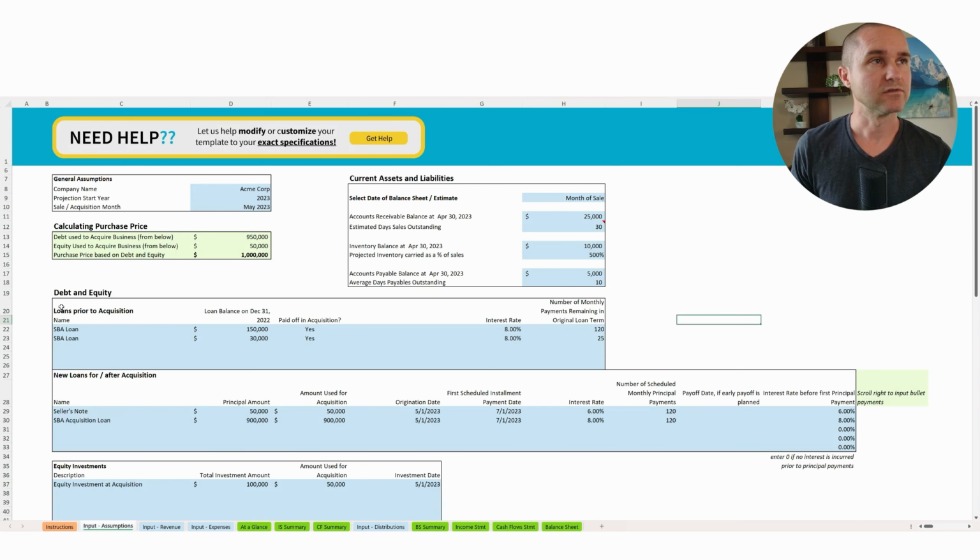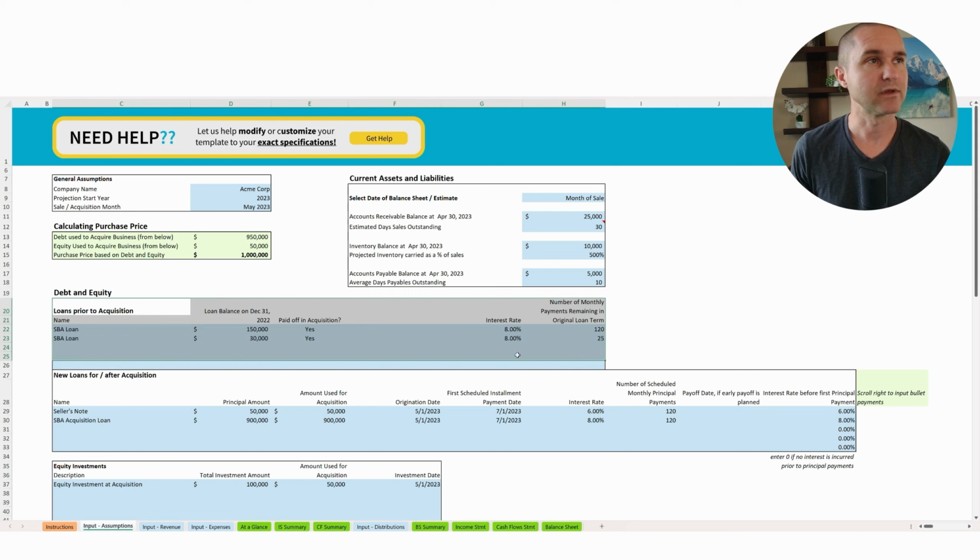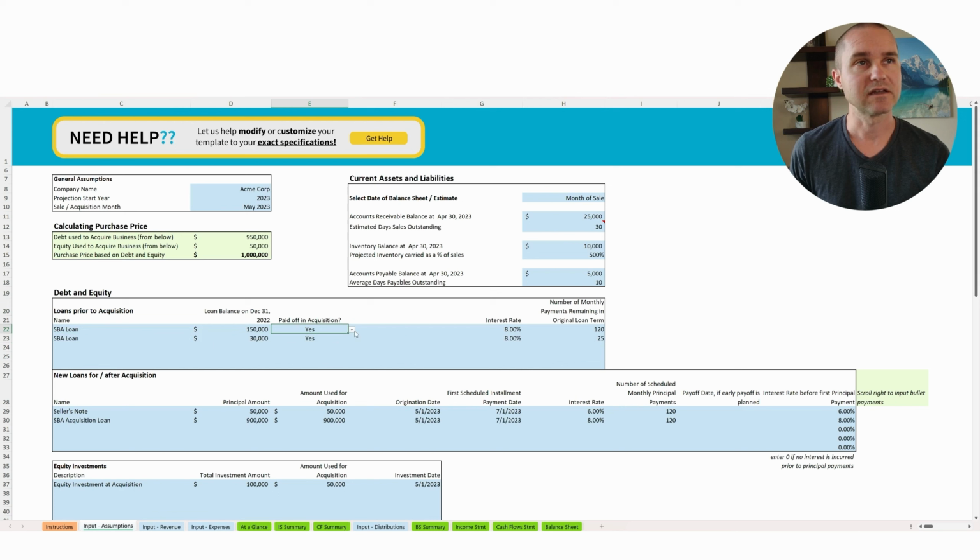And what you'll notice here in the template is loans prior to acquisition. So you can put in existing loans, and you can select in this drop-down box whether that loan is going to be paid off in the acquisition or not. Now, it is probably most common that any existing debt is going to be paid off in the acquisition, but sometimes clients will work with the existing lender to assume that debt.